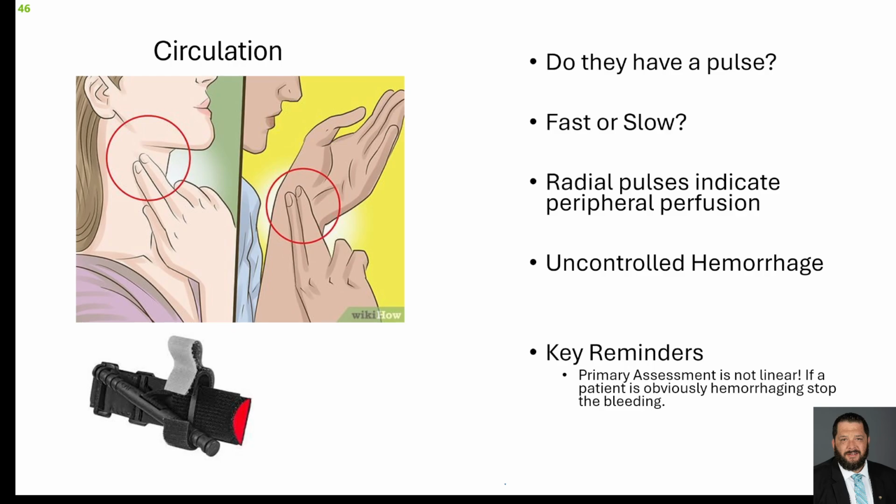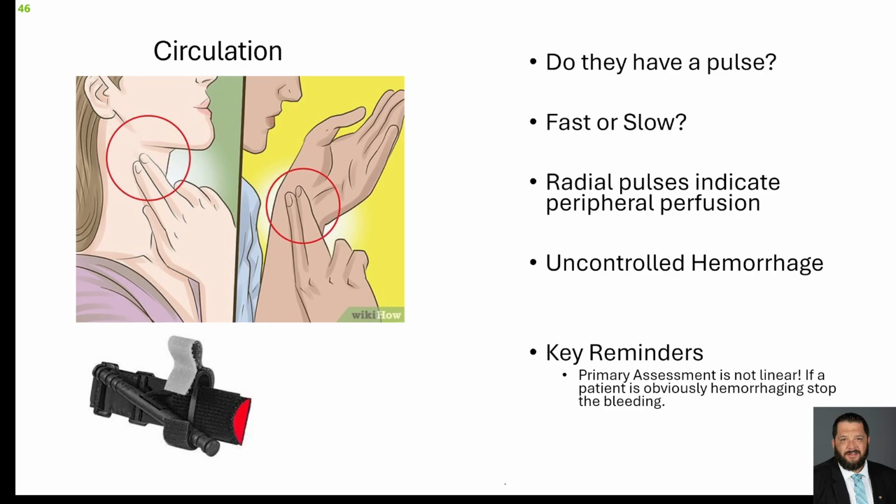Skin temperature, right? Are they cold when you reach and feel for a pulse? Are they diaphoretic or wet? Okay. That all gives you an indication about their perfusion status. Is there any uncontrolled hemorrhage, right? So as you're approaching the patient, do they have a spurting wound on their arm or their leg or their abdomen that needs to be occluded, right?